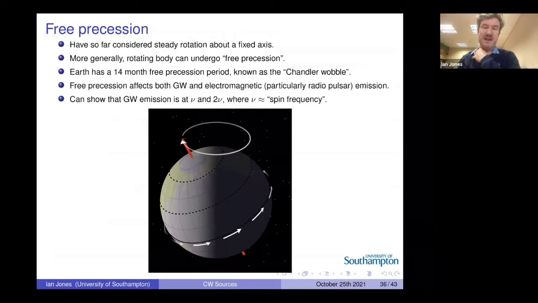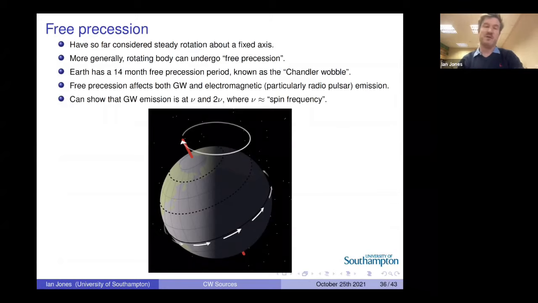Let me just say a little bit about free precession. So what we've talked about so far is a triaxial neutron star, spinning completely steadily about some fixed axis, and it gave off gravitational waves at precisely twice the spin frequency. That's really the simplest sort of thing you can talk about. If you were then to take that star and kick it, perturb it in some way, you'd set it into free precession, sort of a wobbling motion.